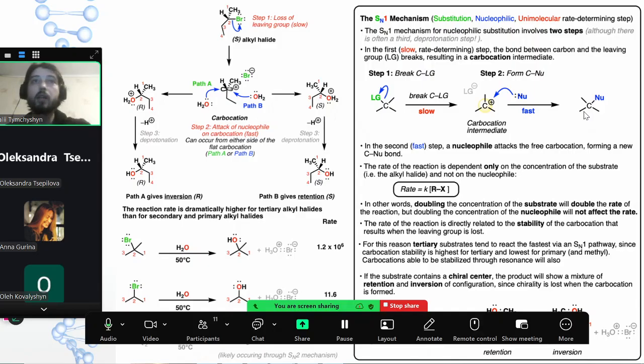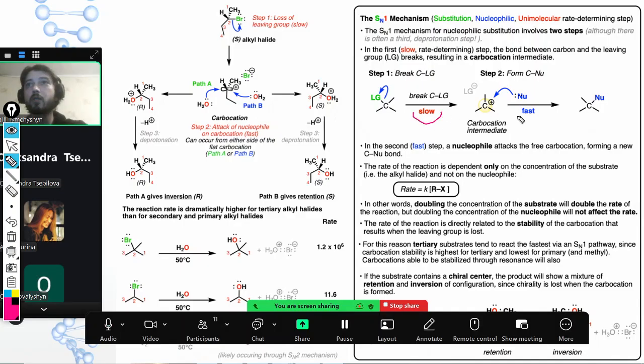Can anyone tell me why this reaction does not depend on the concentration of the nucleophile and just depends on the concentration of our reactant? So the key is here. One step is very slow, the other step is quite fast.